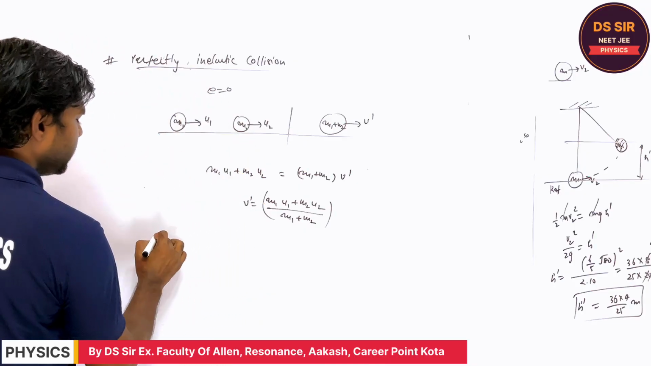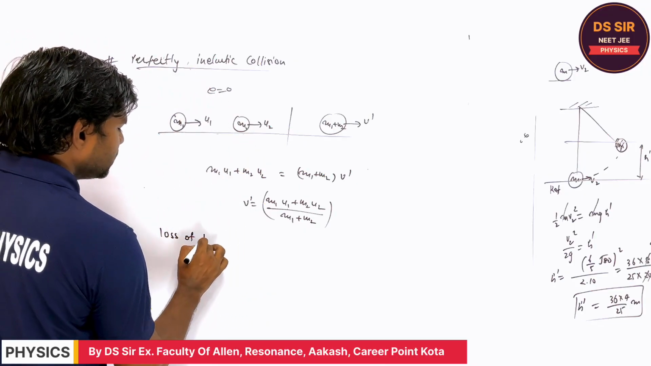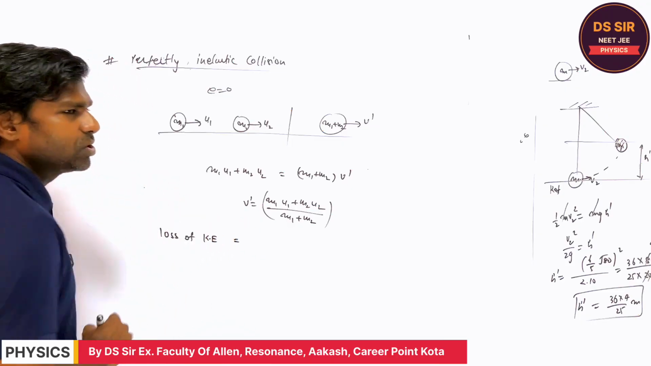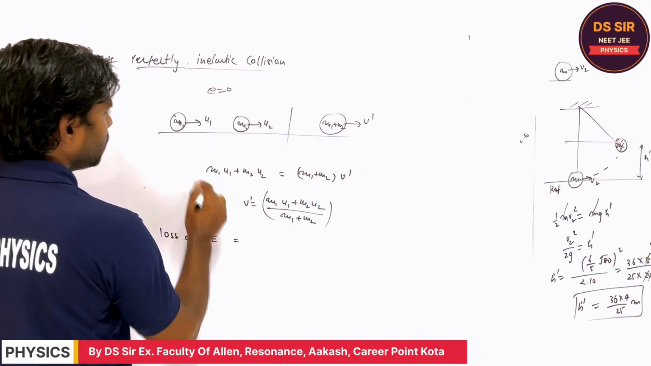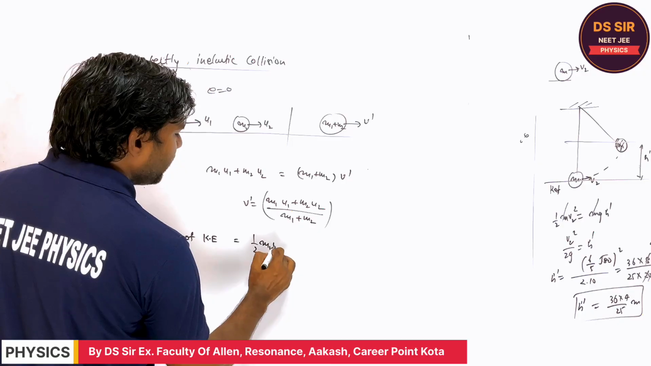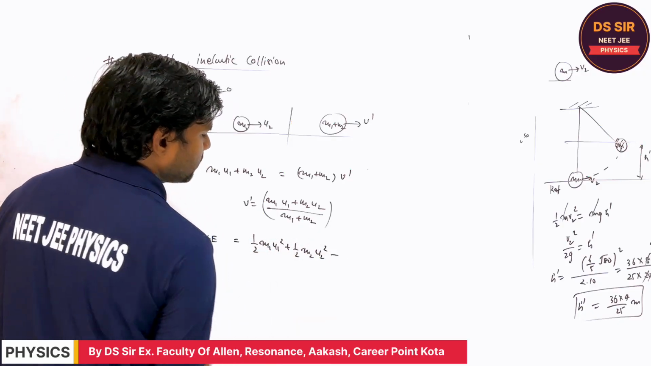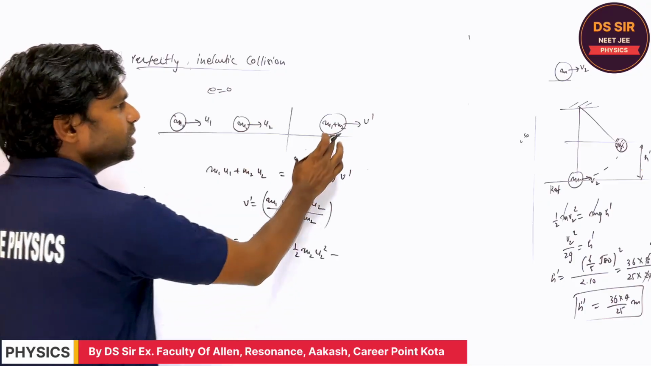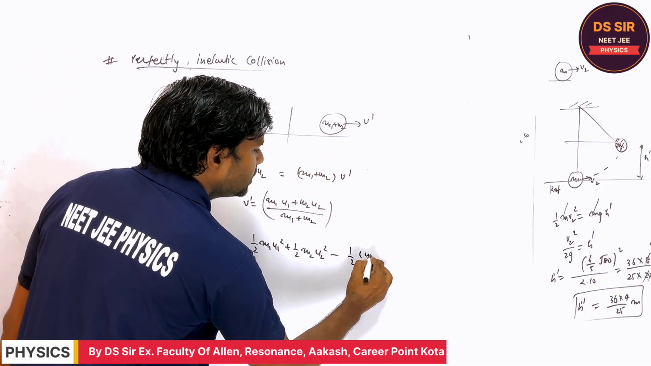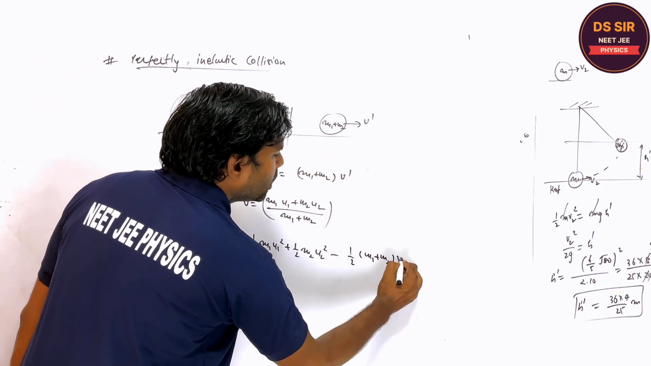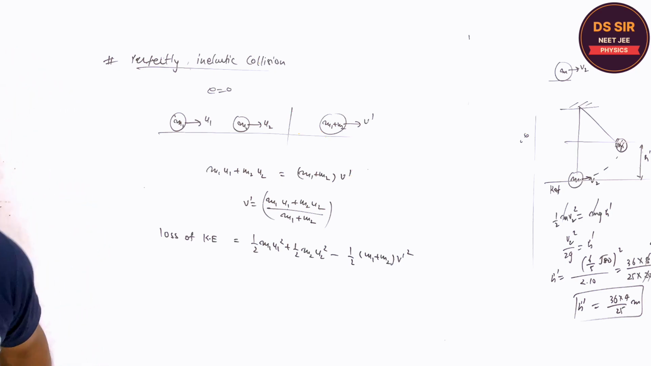Now, in this case, the loss of kinetic energy is maximum. How to find the loss of kinetic energy? The initial kinetic energy is half m1 u1 square plus half m2 u2 square, and the final kinetic energy is half (m1 plus m2) into v dash square. You understand this thing or not? You tell, right?